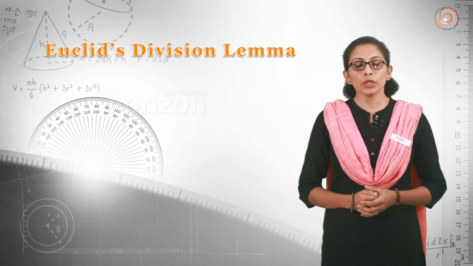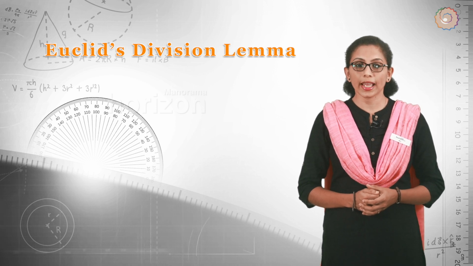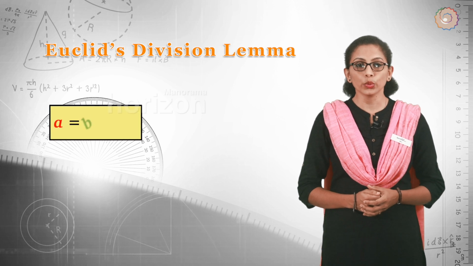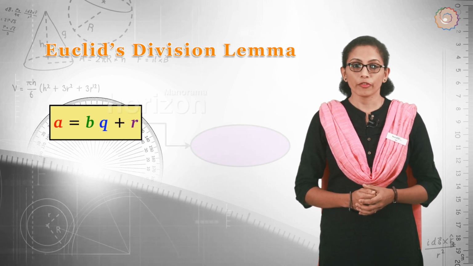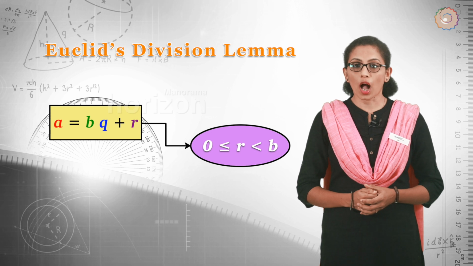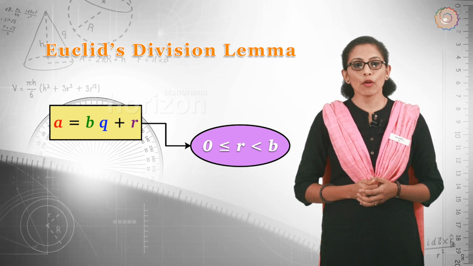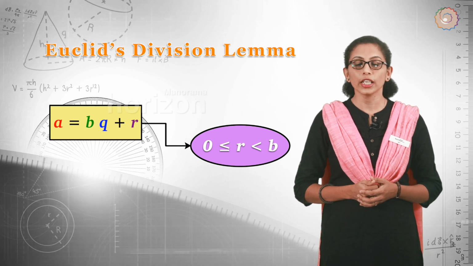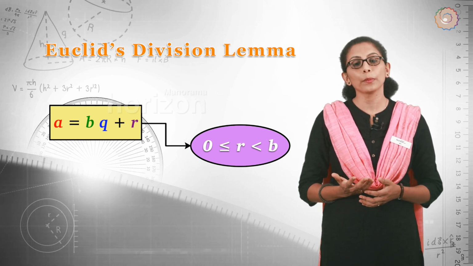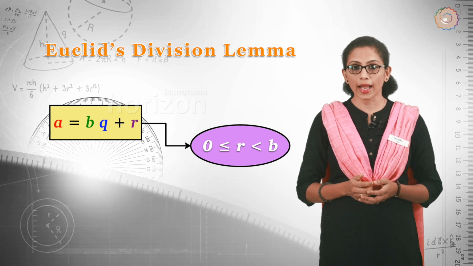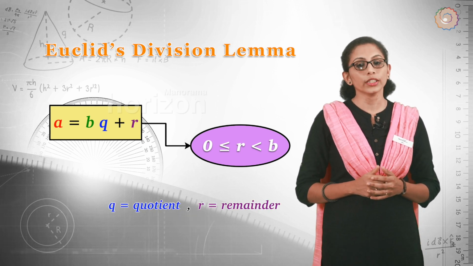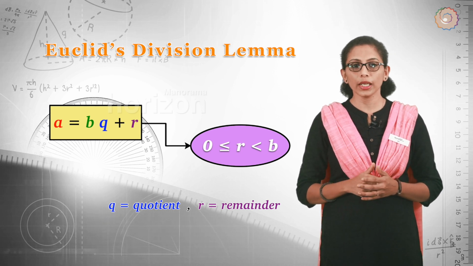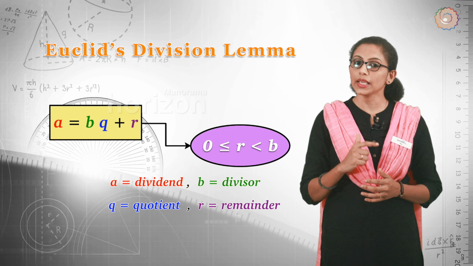Theorem 1. Given positive integers a and b, there exist unique integers q and r satisfying a = bq + r, where 0 ≤ r < b. You may have also realized that this equation is nothing but a restatement of the long division process which you have been doing all these years, and that the integers q and r are called the quotient and the remainder respectively. Now what will be a and b? a is the dividend and b is the divisor.